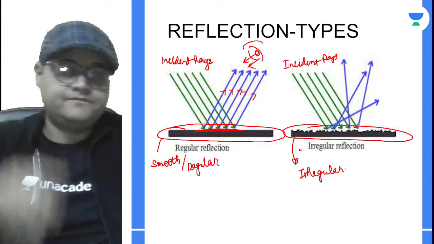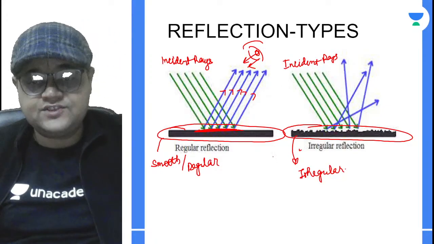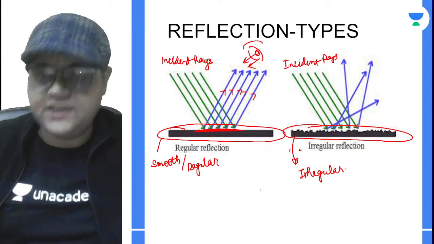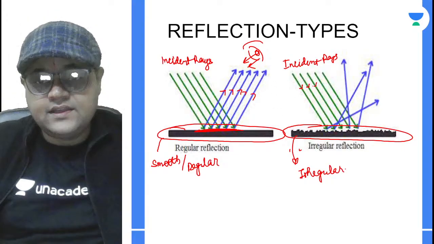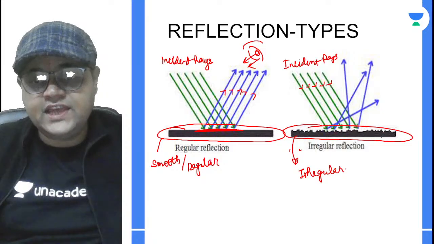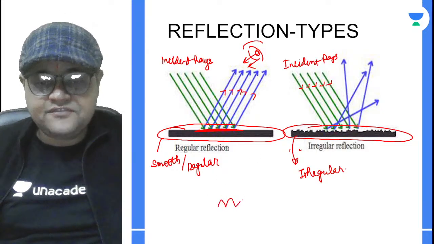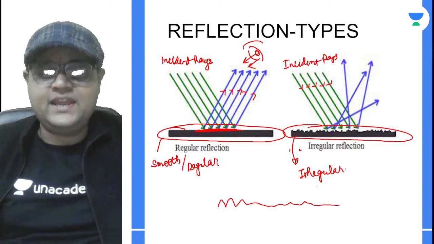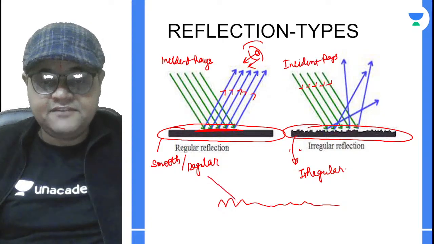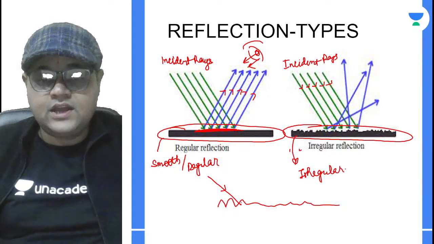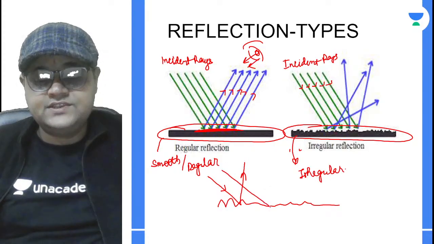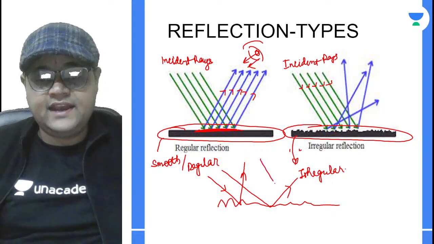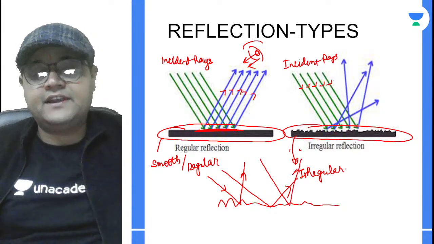On the contrary, let's analyze the reflection at an irregular surface. What happens here? You can clearly see that these are the incident rays. When these incident rays fall on this irregular surface, which has granules, it's very irregular. Let us suppose a light ray is incident here. Now, for example, it is reflected in this direction. If a light ray is incident here, let us suppose it's reflected in this particular direction. Again, when a light ray falls here, it might be reflected here.